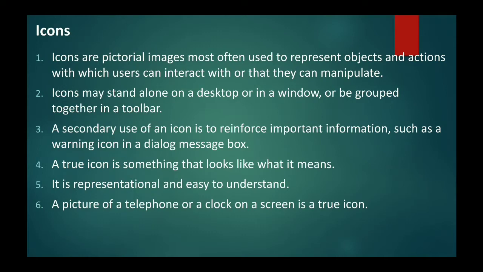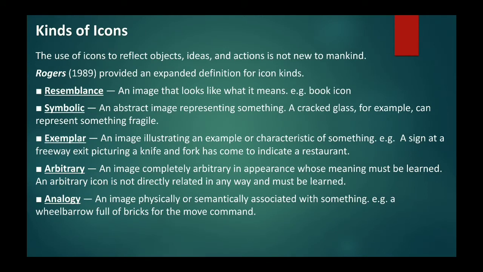Let us see what the different kinds of icons are. According to Rogers in 1989, there are different kinds of icons: resemblance, symbolic, exemplar, arbitrary, and analogy. So these five kinds of icons are there. Let us see what the different kinds of icons are and what each does, with the help of examples.